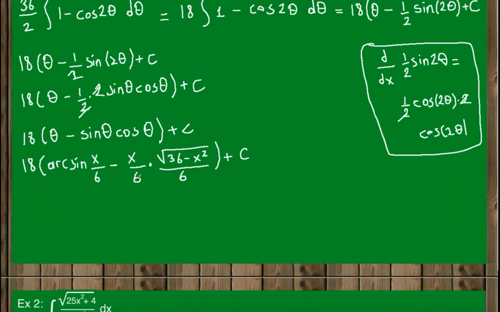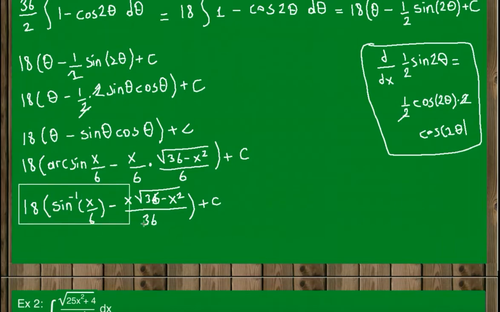Let's reduce, clean up, and simplify. 18 times, let me write arcsine in condensed form, arcsine of x over 6, minus x times radical 36 minus x squared over 36, plus c. You can leave your answer here. So this is the final answer. Let's go to example 2.